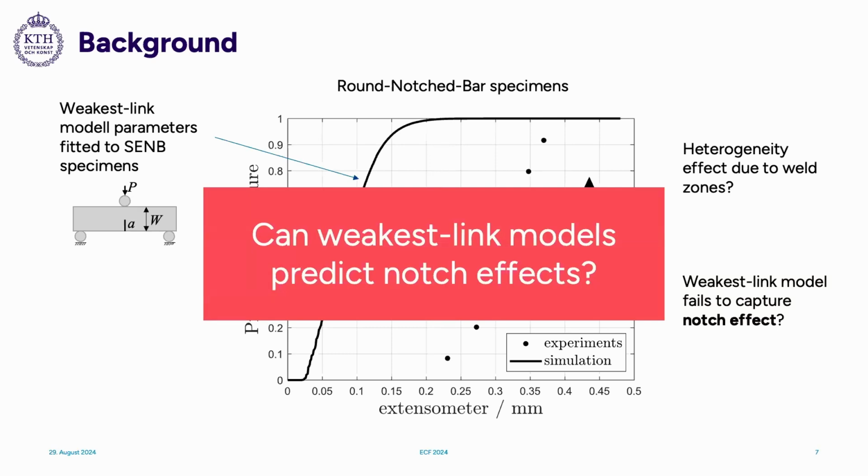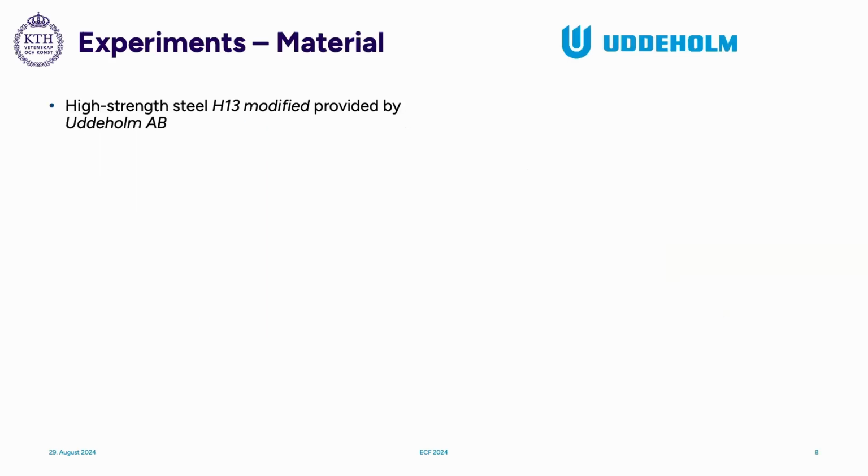If we want to do this as a master thesis, we cannot use this material that is already heterogeneous and aged. So we have to find some material, and this is where Uddeholm, one of our sponsors, came in, or they sponsored by giving us the material. They have this high strength steel, which is called H13 modified. It is a tempered martensite microstructure. It is brittle at room temperature, and they have been using some heat treatment to achieve this.